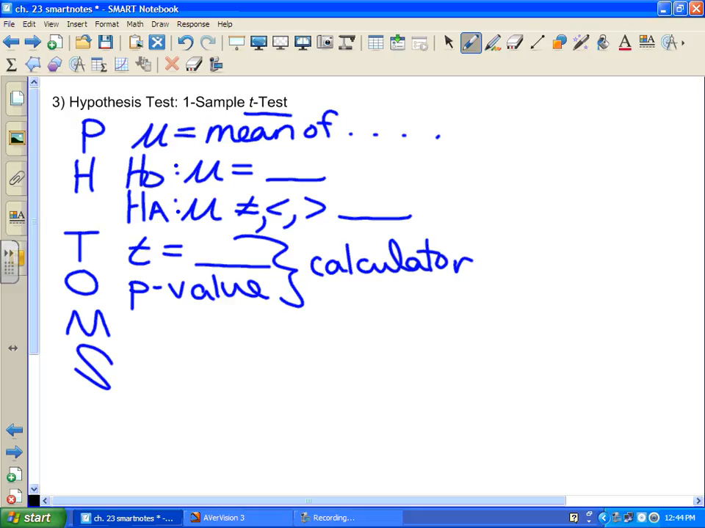Make a decision. Once you get your p-value, this works exactly the same way. There are two possible decisions you can make. What are they? Reject the null hypothesis or fail to reject it? Yep. Reject the null hypothesis or fail to reject.